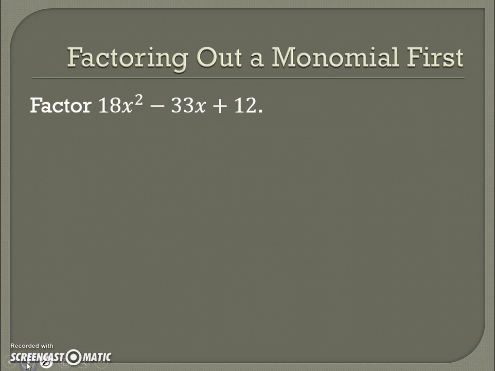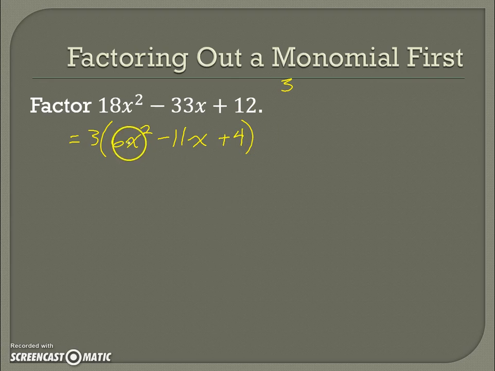So let's keep moving. All right, so what if you could factor out a monomial first? In other words, there's something that could be factored out from here before we do anything. You should always check for this. Is there something that I could divide all of these by? And the answer in this case is yes, all of these are divisible by 3. So I'm going to factor out a 3 first. So I'm going to say 3. And then when I factor that out, I'm left with 6x squared minus 11x plus 4.